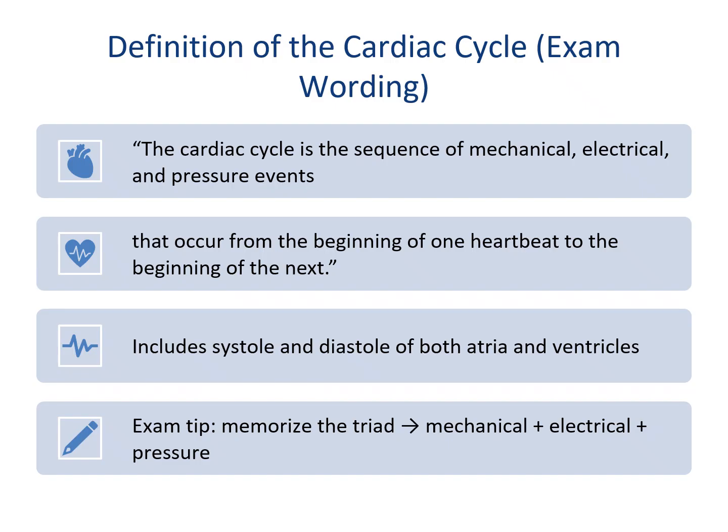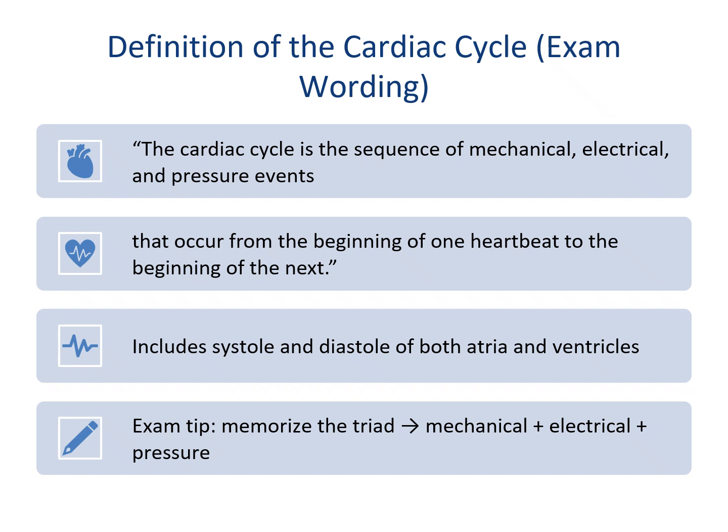Now that we've seen what happens during one heartbeat, let's define it formally, the way the examiner will expect it to be written. The cardiac cycle is defined as the sequence of mechanical, electrical, and pressure events that occur from the beginning of one heartbeat to the beginning of the next. Each word in that definition carries physiological weight.